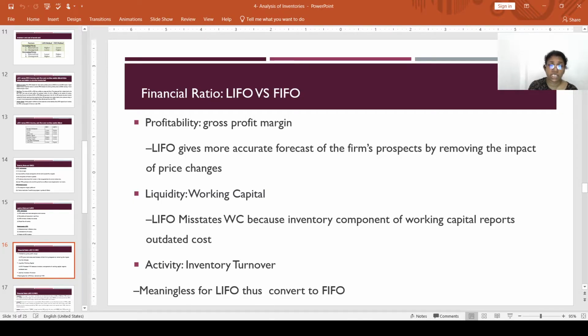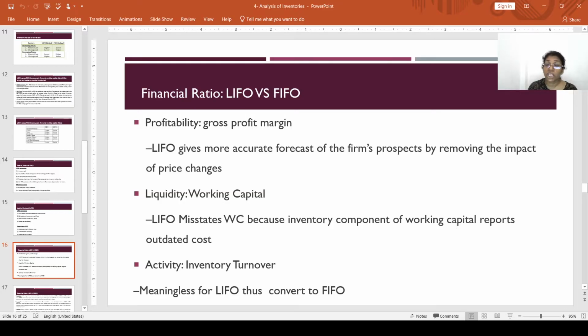The profitability ratio, mainly the gross profit margin, is calculated as the gross profit divided by the sales. This gross profit is the difference between the sales minus the cost of goods sold. LIFO gives a more accurate forecast for the firm's prospects by removing the impact of the price changes. Therefore, if we are using the LIFO method, we can have an increase in gross profit margin.